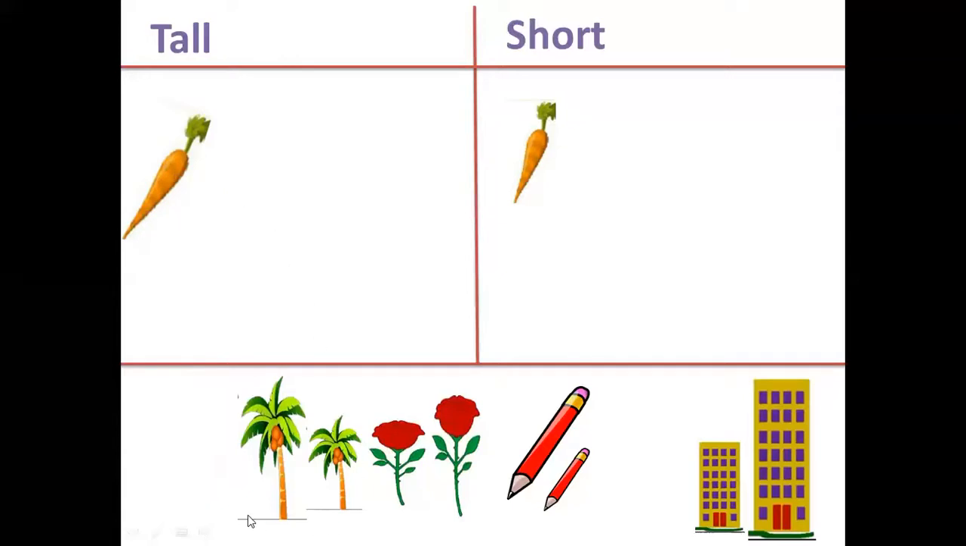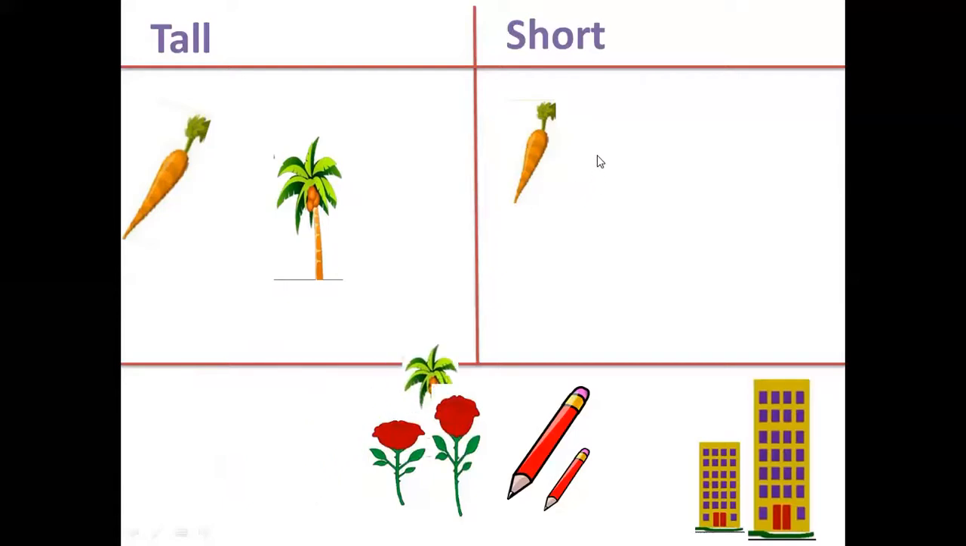Understood? Now again there are two trees, coconut trees. Which one is taller, this one or this one? Pick the taller and put it under the tall column, just like this. Now the remaining one is small, so you will pick it and put it under the short column. Well done.